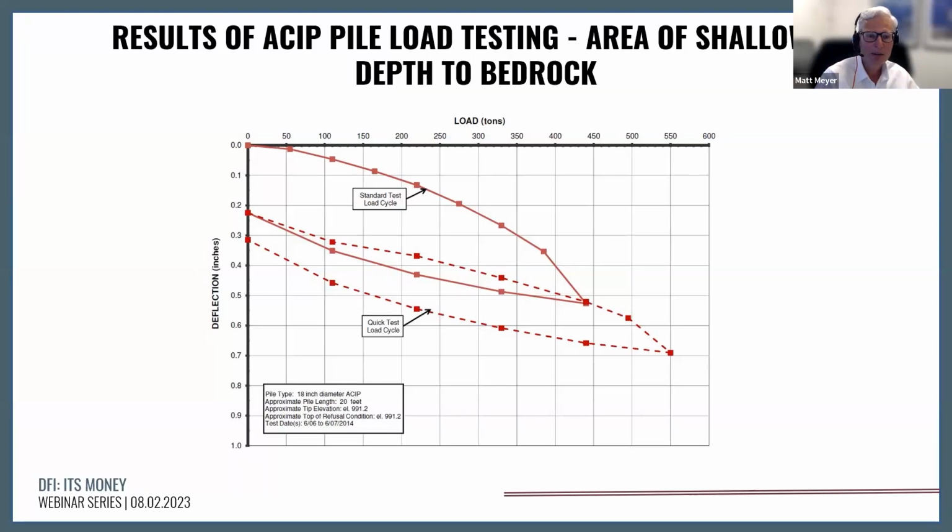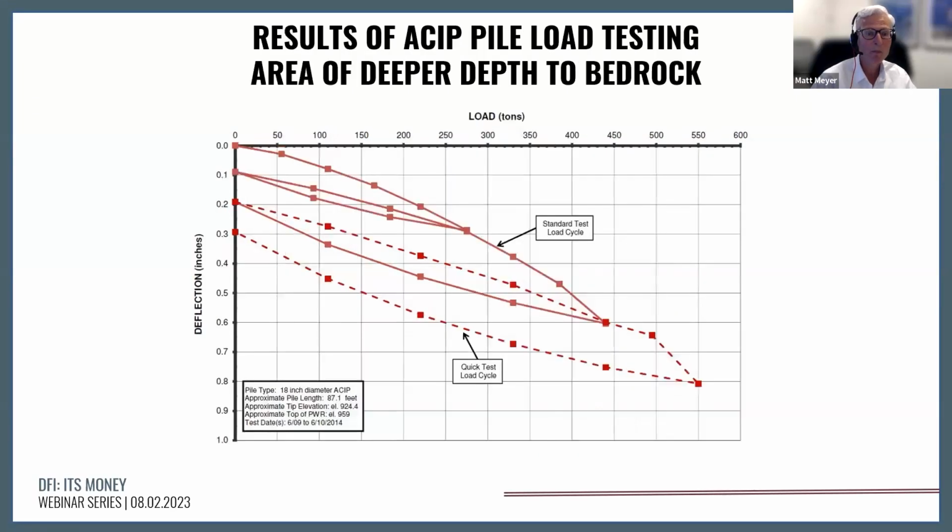So interesting here is a very short stubby pile, about 20 feet long, 18 inches in diameter, design capacities of 150 to 220 tons, ultimate capacities exceeding 550 tons. So certainly have a safety factor of 2 and have a very rigid response at the design loads for this short stubby end bearing pile on very competent Atlanta bedrock.